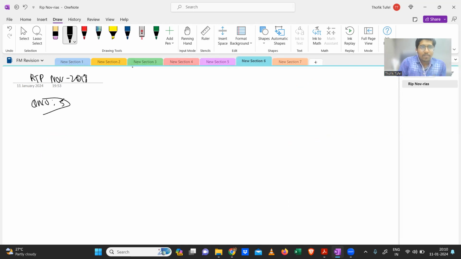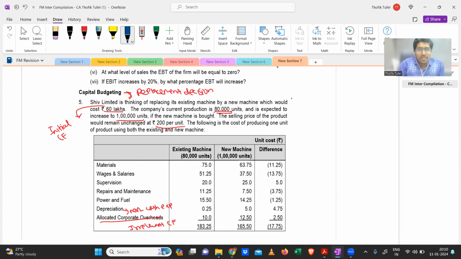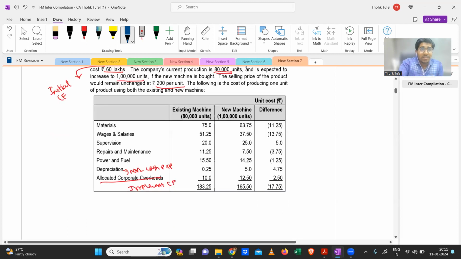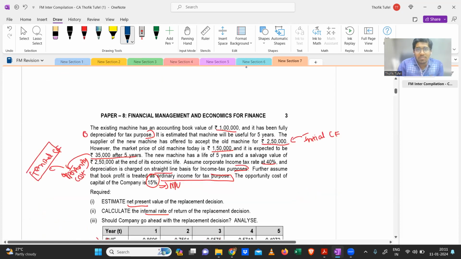So the first working note number 1: initial cash outlay. Let us see. First, I have to purchase this machinery for 60 lakhs, so this 60 lakh becomes my outflow. And then this existing machine I'm having, because I'm exchanging it, he's giving me 2,50,000 rupees for this existing machinery.